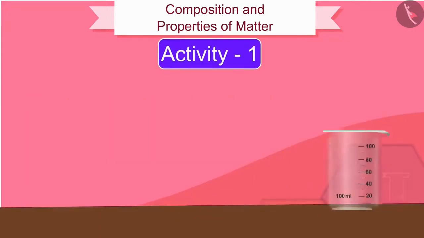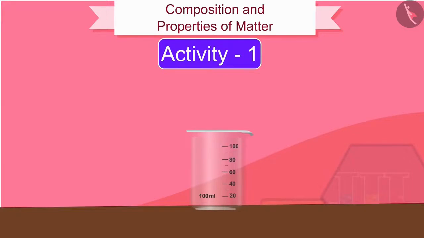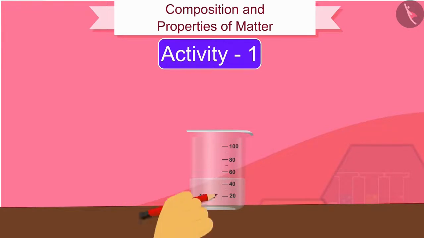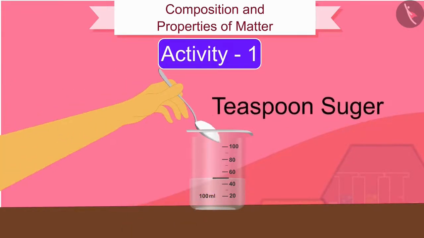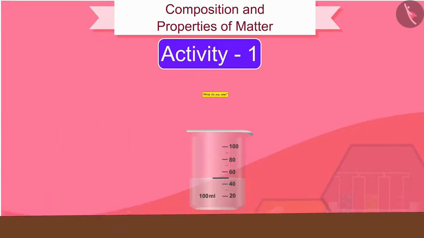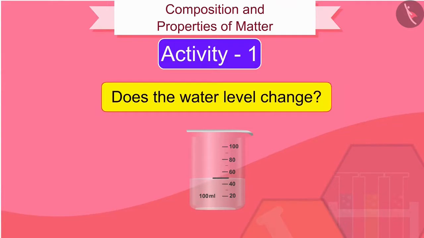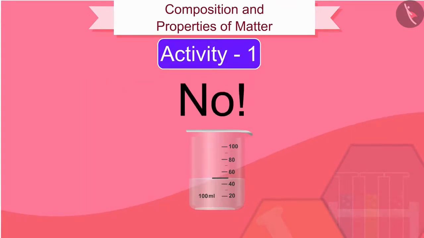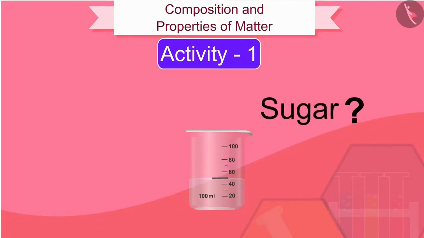Take a beaker of 100 ml. Fill this beaker halfway with water and mark the water level. Now, dissolve a teaspoon of sugar with the help of a glass rod. What do you see? Does the water level change? No. How did this happen? What happened to the sugar dissolved in the water?